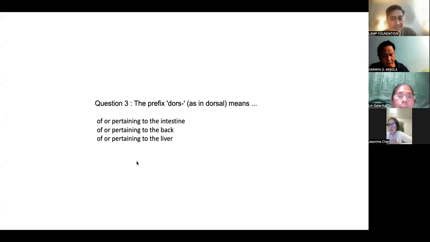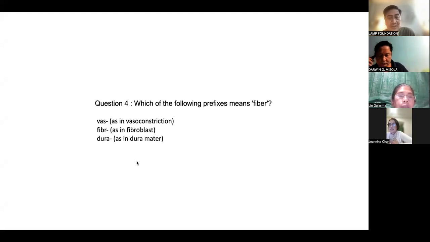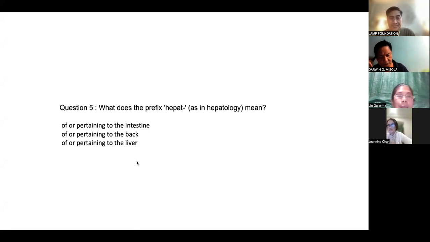Of or pertaining to the back. Which of the following prefixes means fiber? This is too obvious. Fiber, as in fibroblast. What does the prefix hepat, as in hepatology, mean? Of or pertaining to the liver.